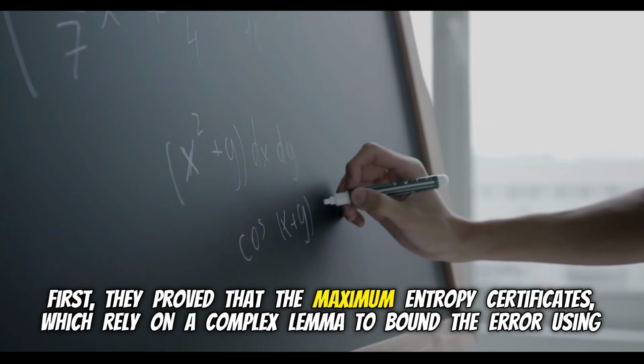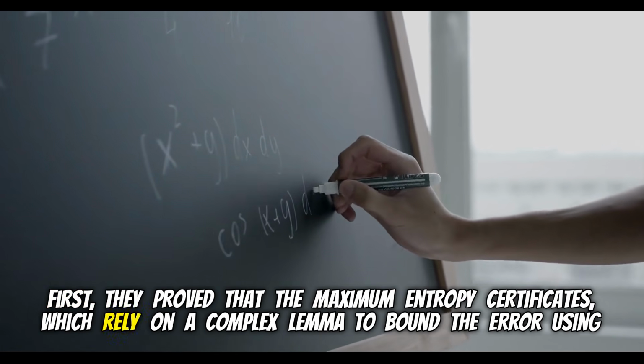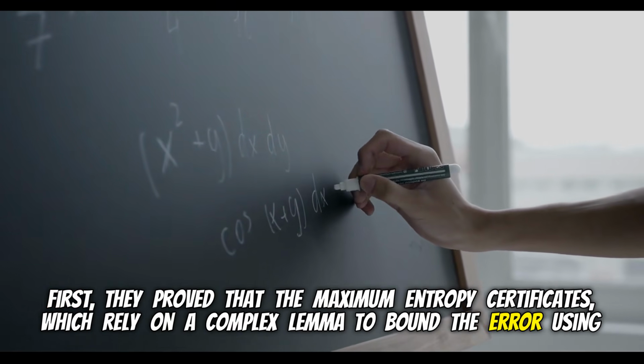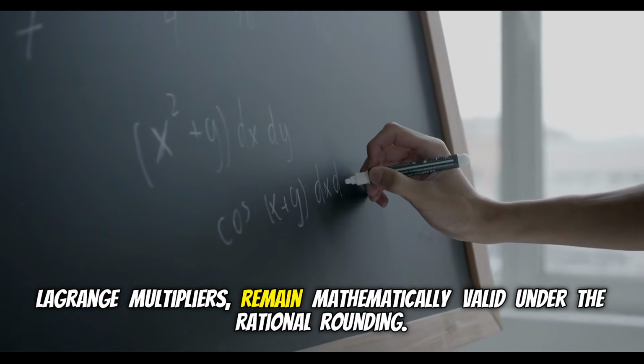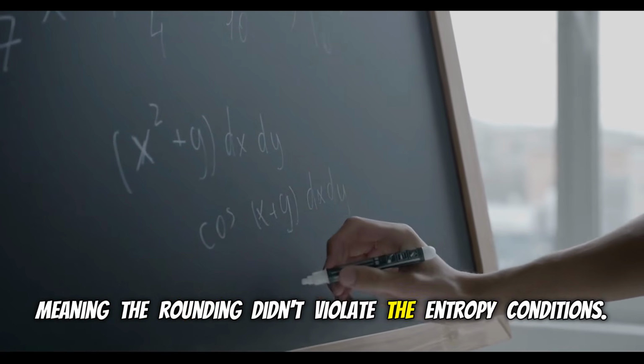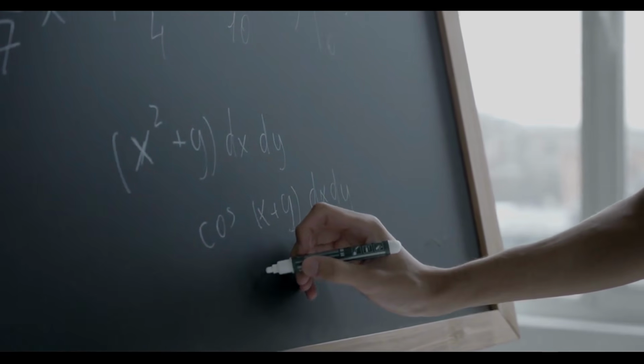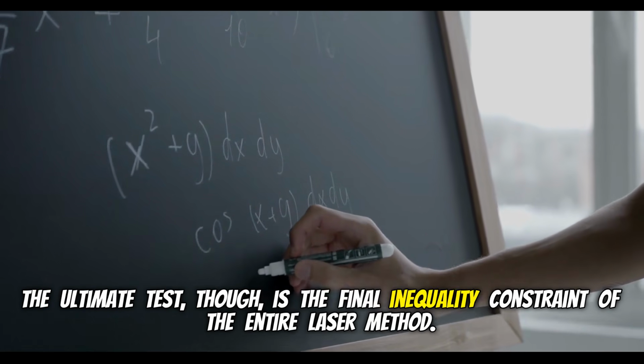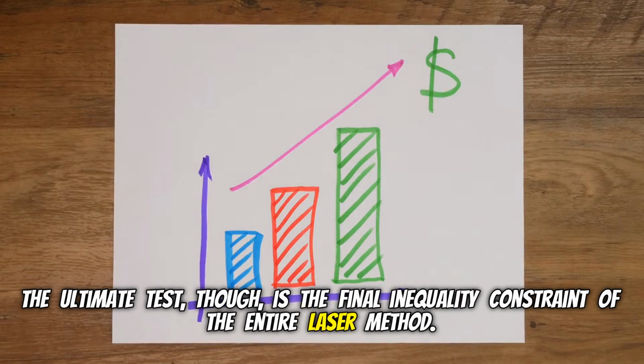First, they proved that the maximum entropy certificates, which rely on a complex lemma to bound the error using Lagrange multipliers, remain mathematically valid under the rational rounding. Meaning the rounding didn't violate the entropy conditions. Exactly. The ultimate test, though, is the final inequality constraint of the entire laser method.